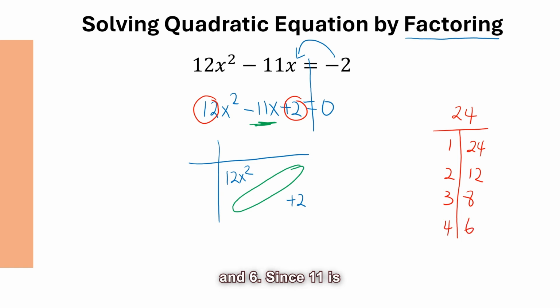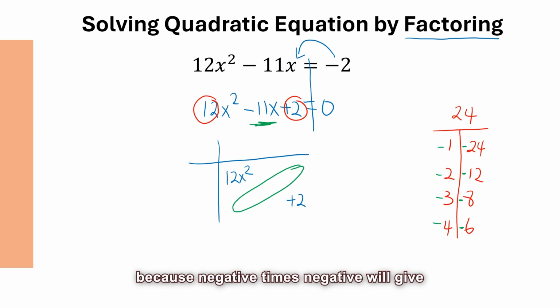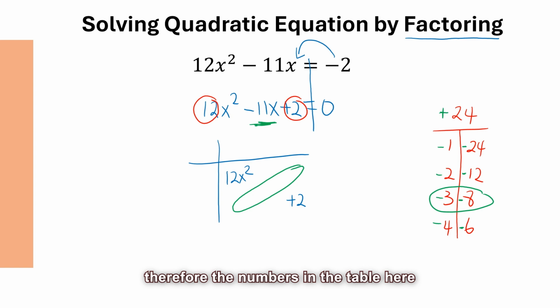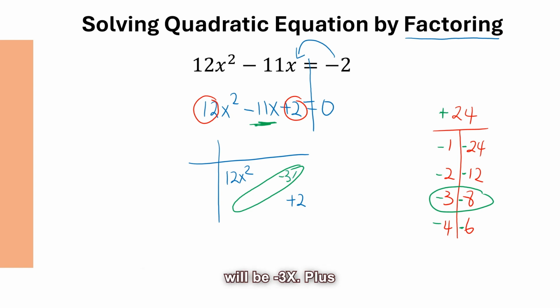Since 11 is negative, the bigger number has to be negative. And because 24 is positive, the smaller number also has to be negative, because negative times negative gives you +24. Now you can see that -3 plus -8 will give you -11. So the numbers in the table here will be -3x plus -8x, and that will give you -11x.